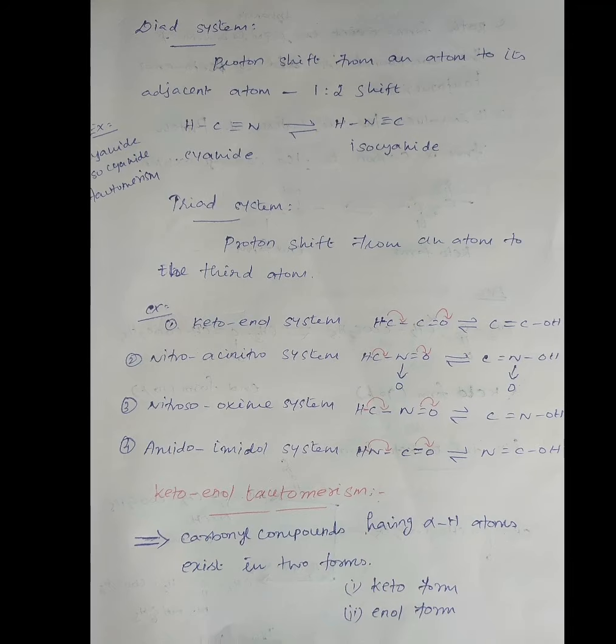Like the keto-enol system, other systems are nitro-aci-nitro system, nitroso-oxime system, and amido-imidol system. These 4 systems are triad systems.